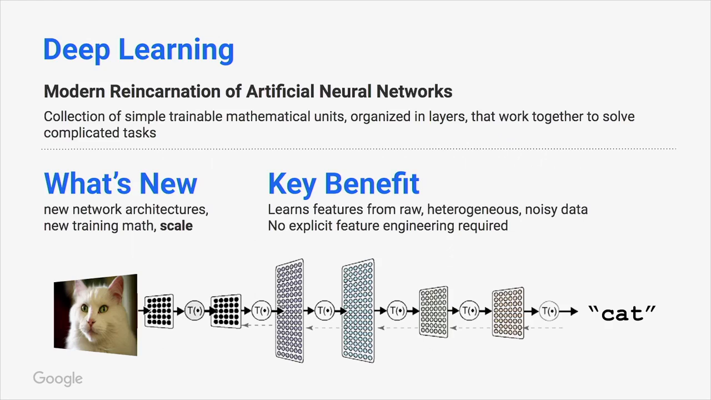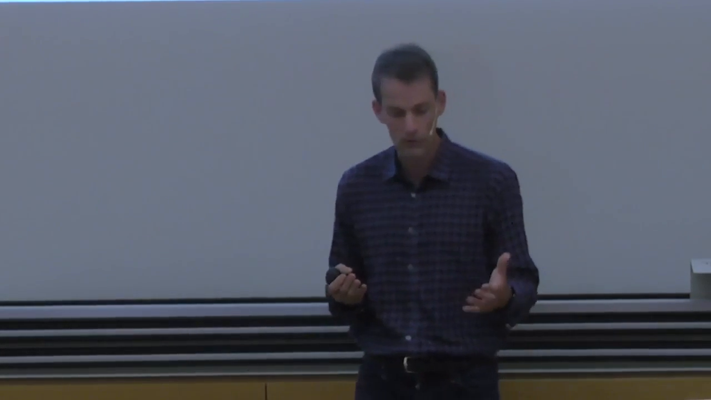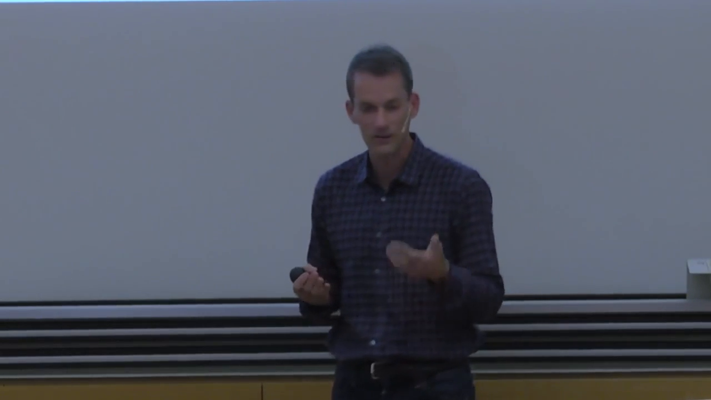The particular subfield of machine learning that is getting a lot of attention is so-called deep learning, which is really a modern rebranding of artificial neural networks, which have been around for quite some time. And this has this nice property that it's a collection of simple trainable mathematical units that work together and can solve pretty complicated tasks. There was a wave of excitement about neural nets in the 80s and 90s, as the algorithmic pieces fell together.